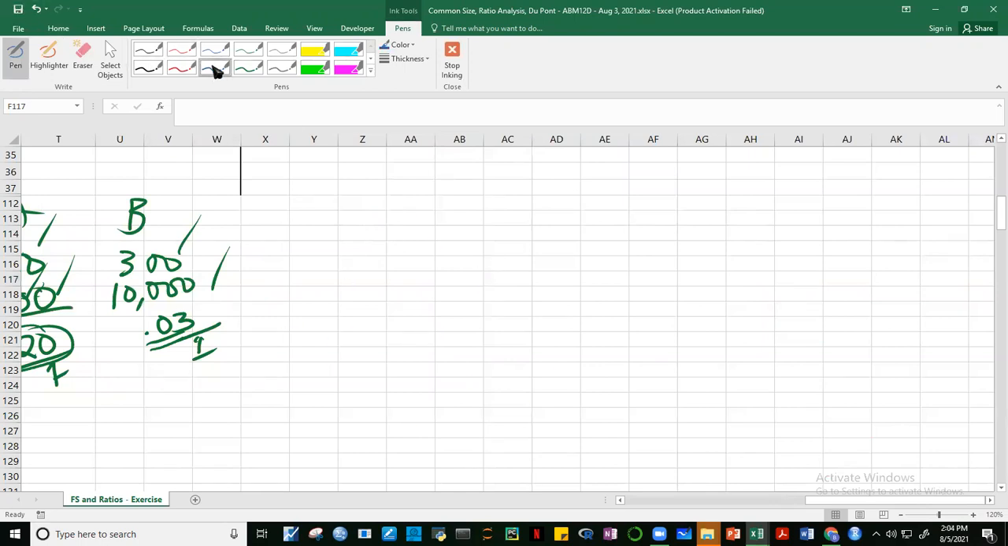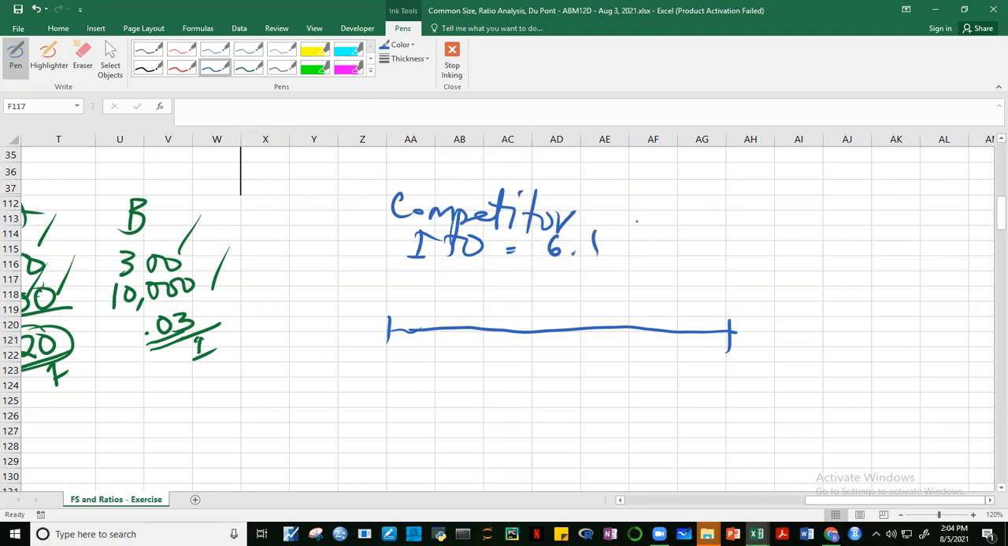So let me draw here. Suppose this is the competitor's company. Ito yung competitor, no? Tapos ang ITO niya 6.1. So ano ibig sabihin nun? Ibig sabihin nun, it's 6.1. Ang turnover, guys, it's always times. No? 6.1 times, 3 times, 5 times. No? So ano ibig sabihin yan? The company is able to conduct 6.1 times per year.